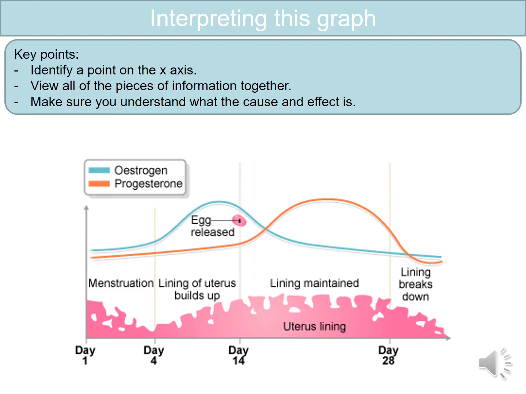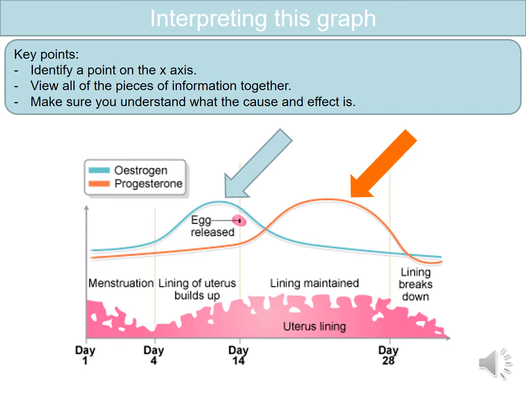You need to view all of the pieces of information together at the same time and try and understand what the cause and the effect is. So what is it that is causing the effect, and what is the actual effect? So I'm going to go through and give an example to this. So on this graph, we've got a line which represents the relative amounts of estrogen. There isn't a scale on the y-axis, so this is literally just a way of showing when estrogen is lower and when it is higher. You can see the peak there coming up just before day 14.